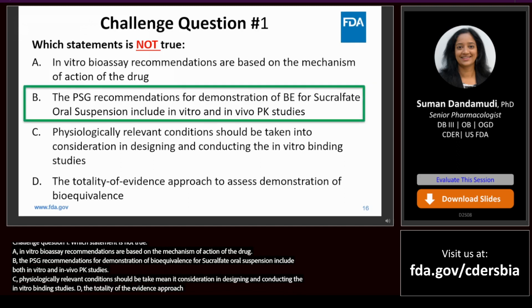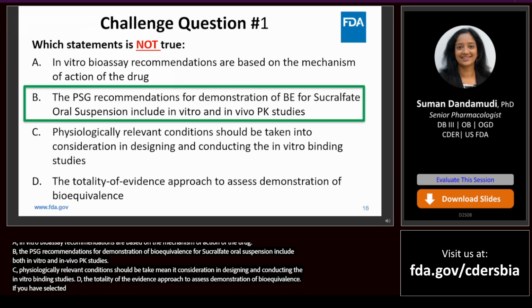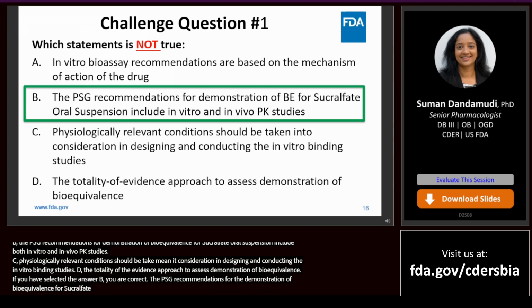If you have selected the answer B, you are correct. The PSG recommendations for the demonstration of bioequivalence for sucralfate oral suspension currently include only in vitro options.